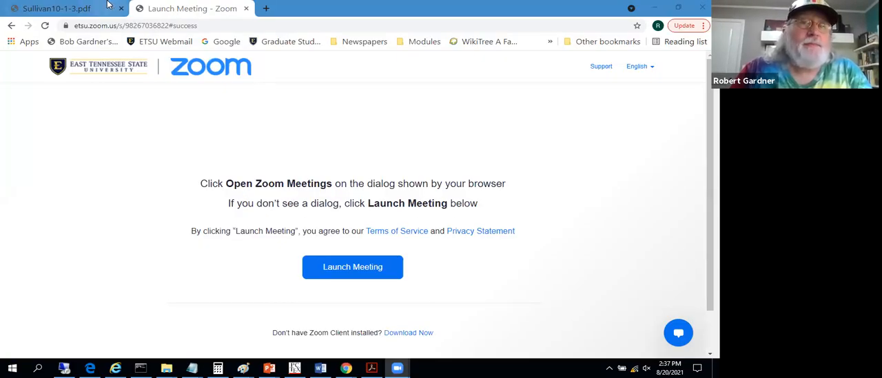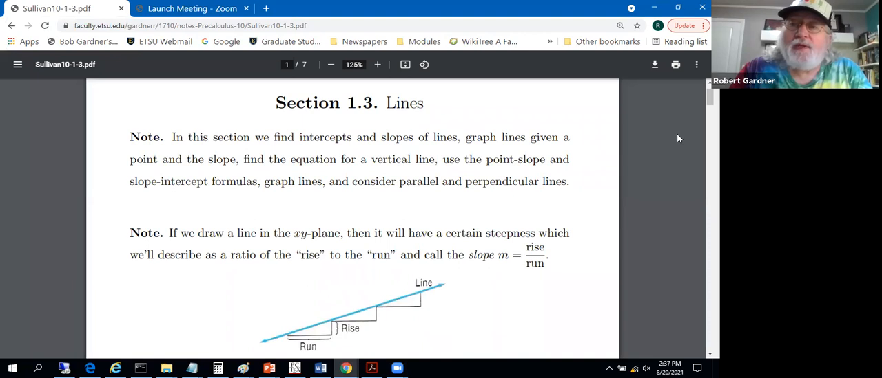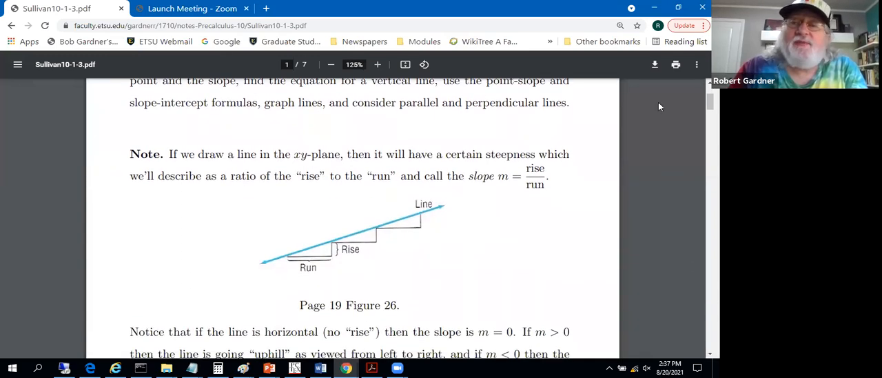Welcome to section 1.3. The topic is lines. And we'll explore the various versions for the equation of a line. We'll find intercepts and slopes of lines, graph lines given a point and the slope, find the equation for a vertical line, find the equation for a horizontal line, use the point-slope and slope-intercept formulas, graph lines, and consider parallel and perpendicular lines.